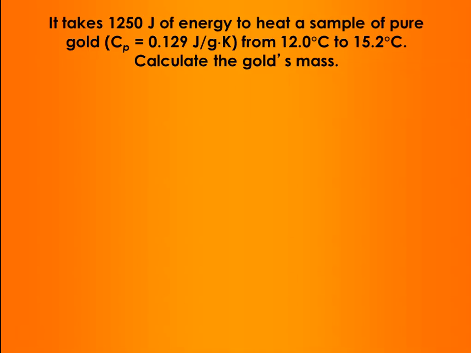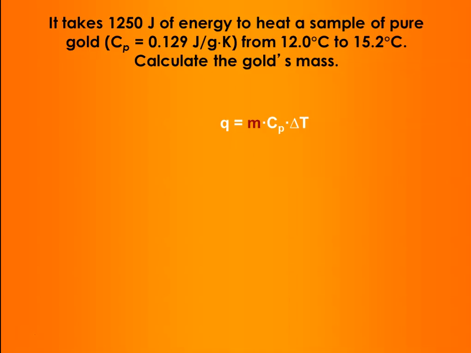Our equation is Q equals m Cp delta T, and we want to solve for m. So in this problem, we need to find quantities for Q, for Cp, and for delta T. We know the energy amount that was needed to heat the substance. We're told it was 1250 joules. We have the heat capacity for gold, the 0.129, and we have the two temperatures that the gold changed between, 12 degrees Celsius to 15.2 degrees Celsius.